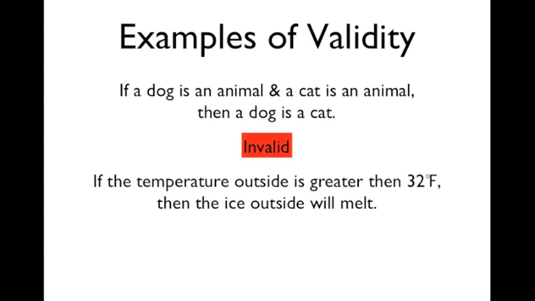If the temperature is less than 32, okay, so the premise is false, and it doesn't matter what the conclusion is. In this case, it's false, but it really doesn't matter. If the premise is false, then it's true. The important part to note is that it's never true then false, which means that this statement is valid.